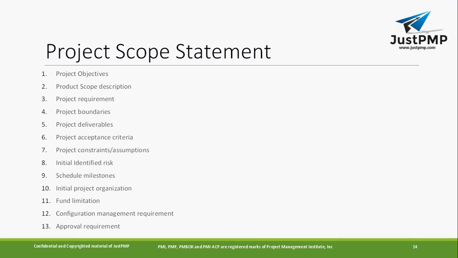So what is a project scope statement? The project scope statement consists of: project objectives, product scope description, project requirement, project boundaries, project deliverables, project acceptance criteria, project constraints and assumptions. These are the points which the project scope statement consists of.